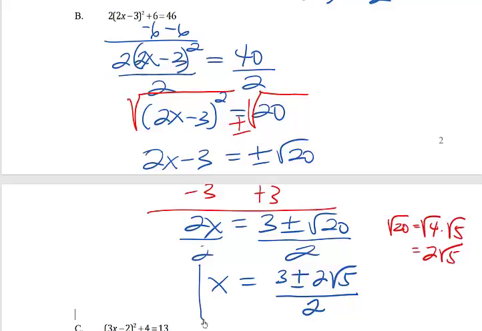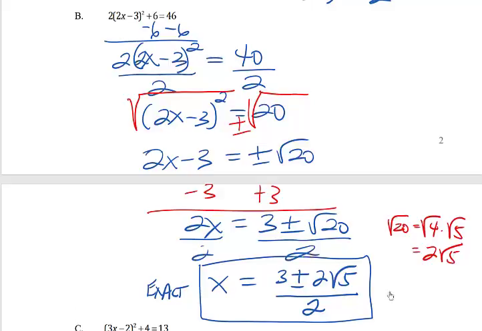Here are the final exact answers. One of them is 3 plus 2 times the square root of 5, all divided by 2. The other is 3 minus 2 times the square root of 5, all divided by 2. These would be the exact answers. If I wanted approximate answers, I could go to the calculator. Now, it would take me 2 different moves to get these 2 answers. This time I would have to work it out using the plus, and then separately I'd have to work it out using the minus.